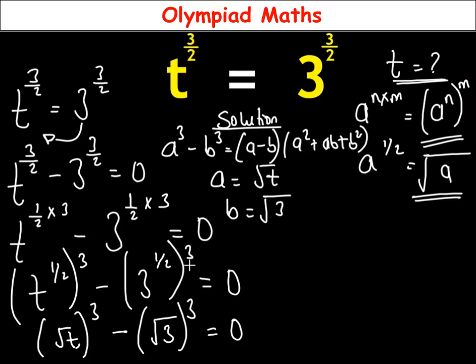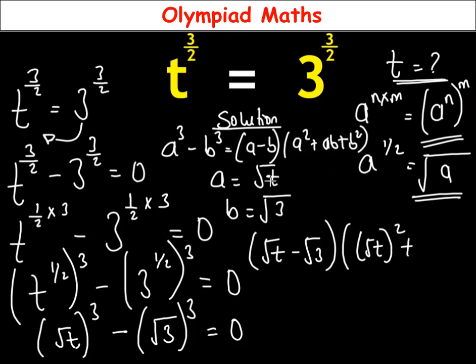So we're going to replace this with this expression. This then becomes, in brackets, a is root t, then minus b is root 3, multiplied by a is root t, so in brackets, root t all squared, a squared, then plus a is root t times b is root 3, then plus b squared, so we have root 3 all squared, then all of this is equal to 0.